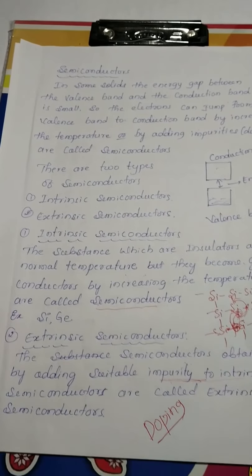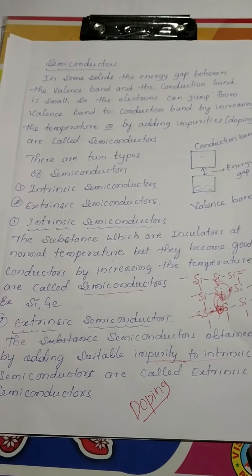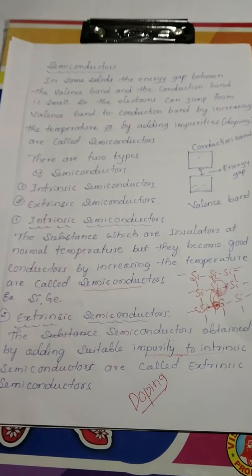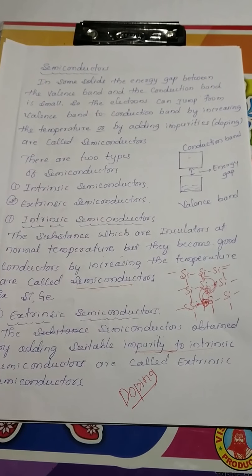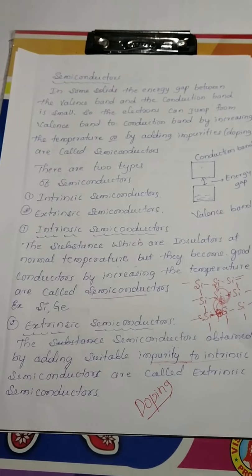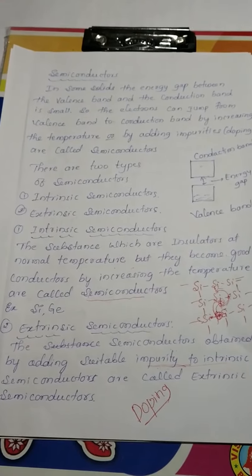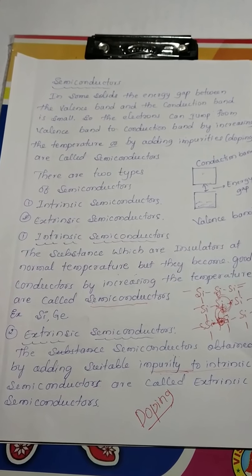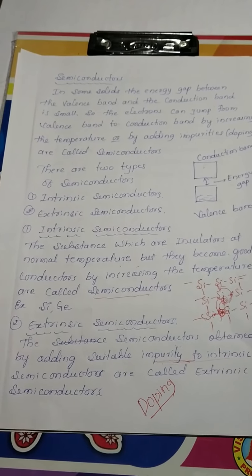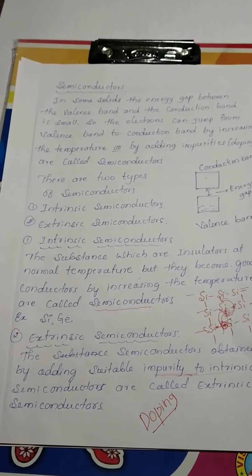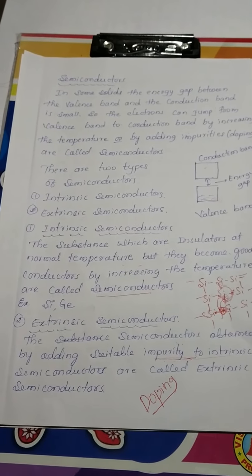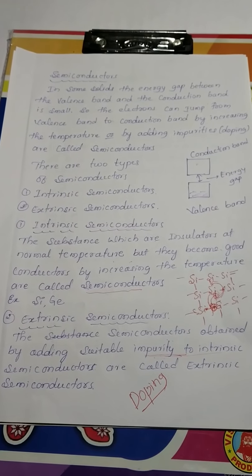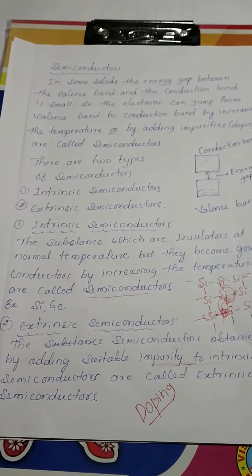Doping can be done in two ways. First one is by adding electron rich impurity, and another way by adding electron deficient impurity. Electron rich impurity is added to intrinsic semiconductors, and electron deficient impurity is added to intrinsic semiconductors.